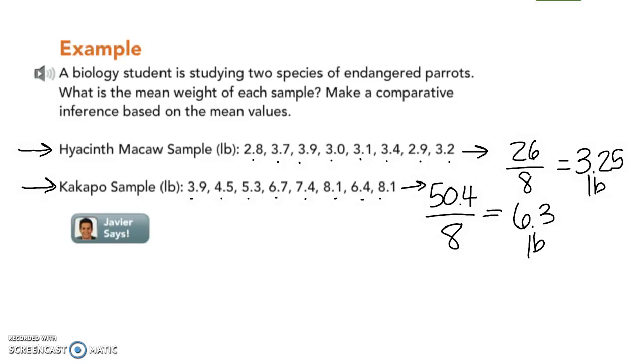So what is a comparative inference that I can make comparing these two data sets? Which of these birds is more likely to weigh more? The cockapoo, because the mean is just about double what the macaw's weight is.